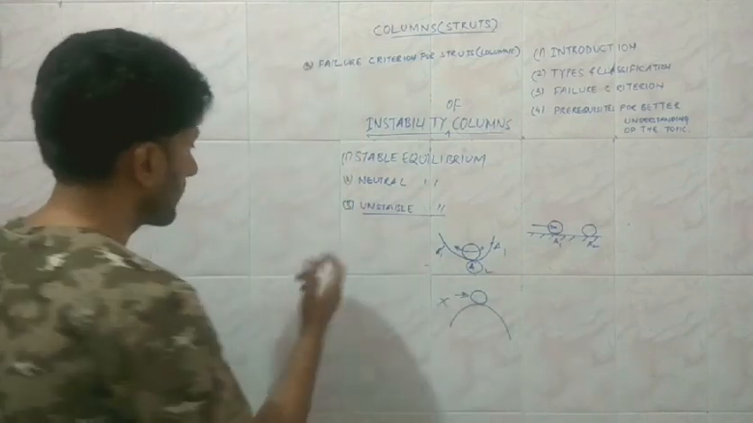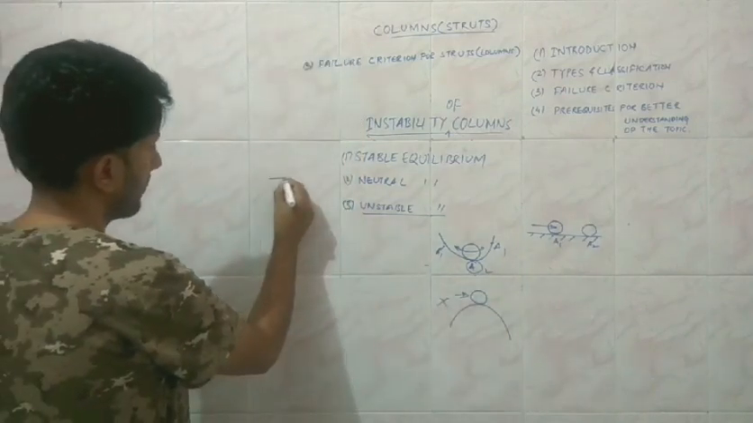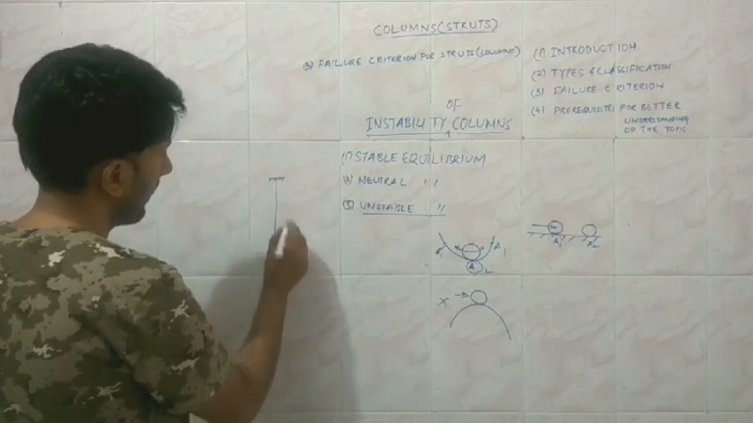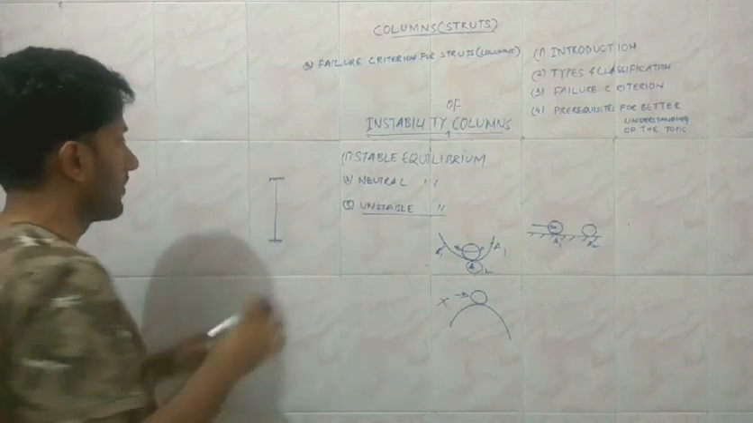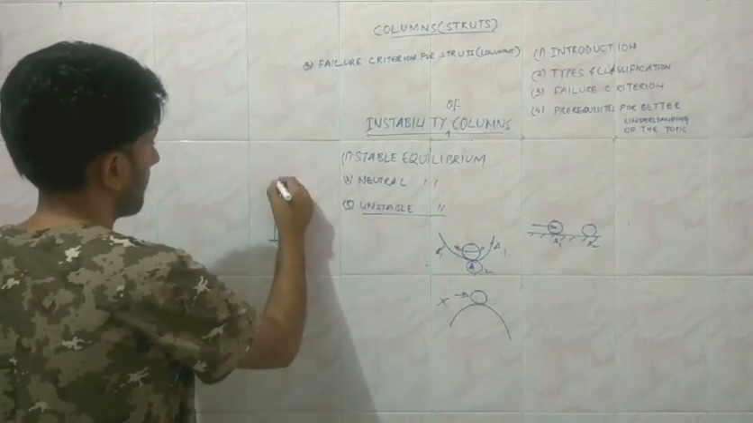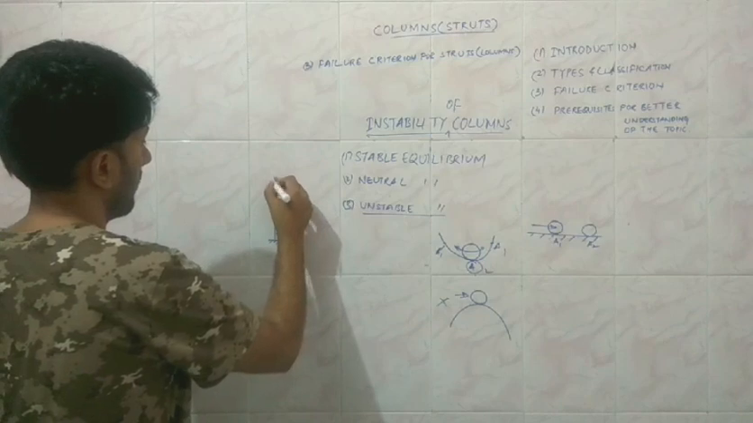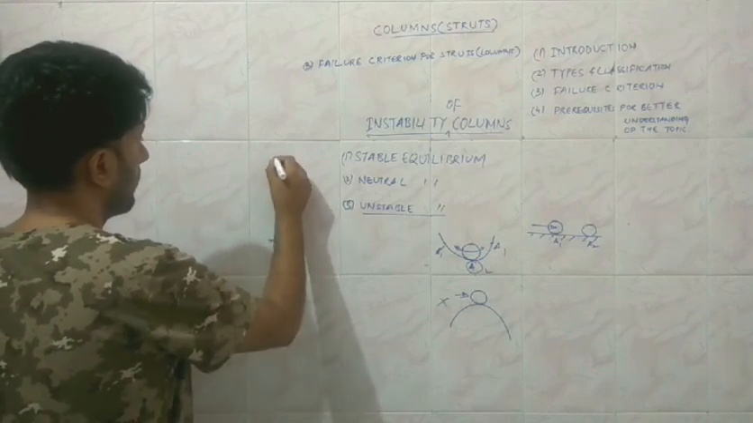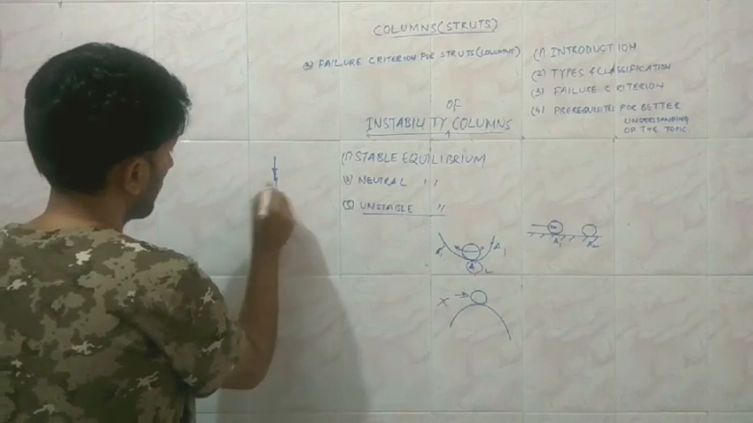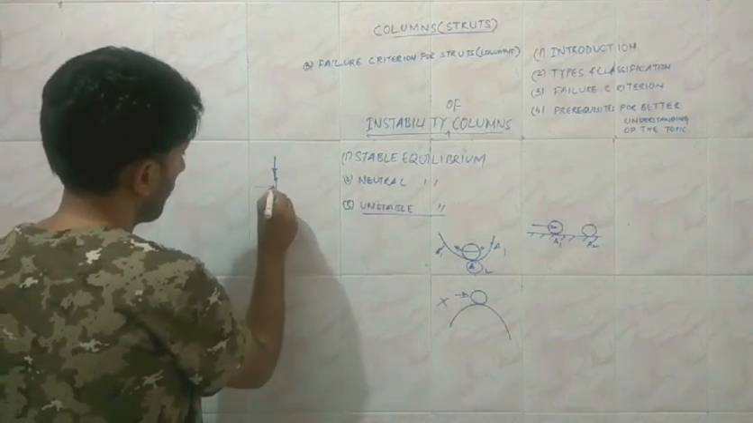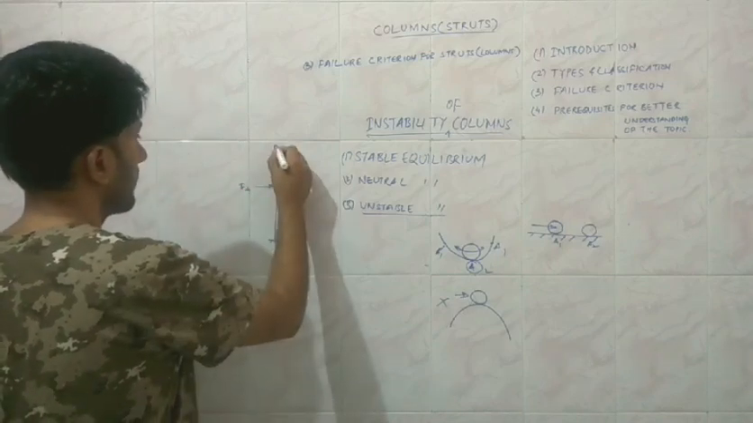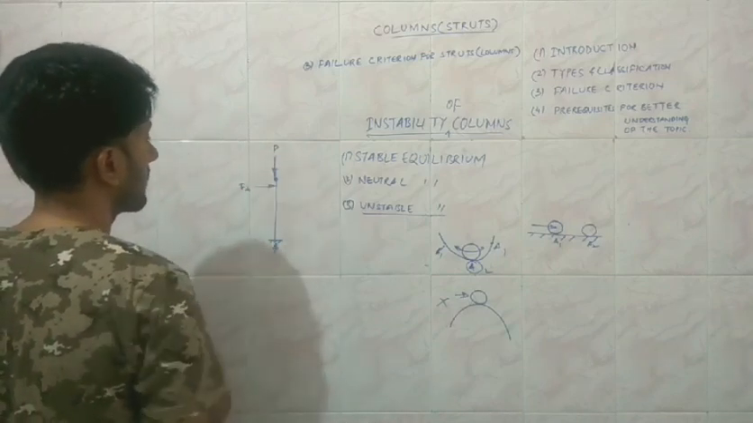So let us take an example to understand it better. Say we have a column, and say one end of the column is free. Say this end is free, and the load is applied over here, and a small disturbance, say FD, is provided here. This is the load, and this is going to be the same reaction.